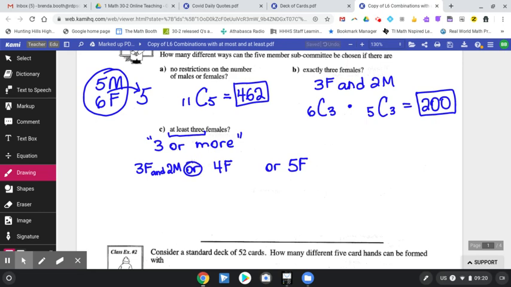Or here's another scenario. 4 females and I'd need 1 male to make it a group of 5, or 5 females, and this one you don't even really have to write in, but just to make sure all our pieces are lined up, 0 males. So you can hit pause now and go ahead and write that down. Think about what it means as you are writing it.